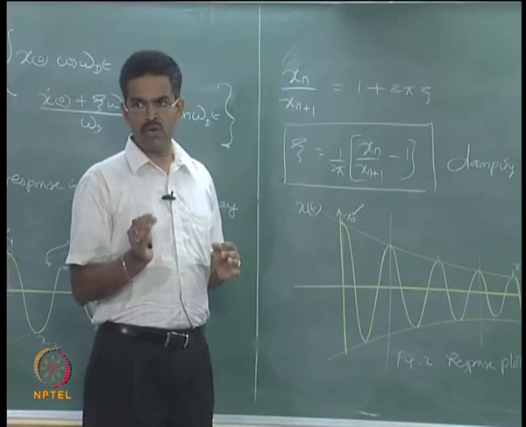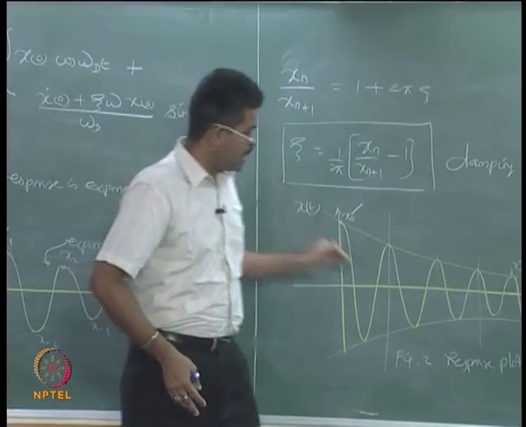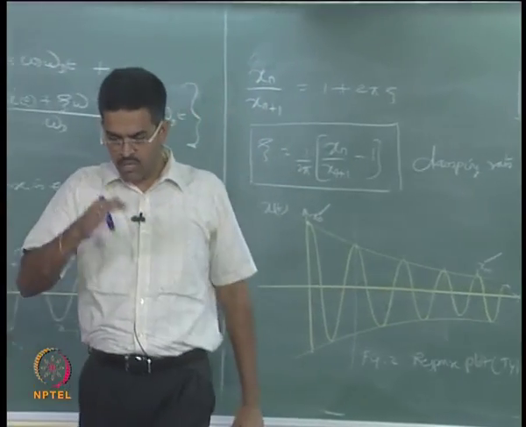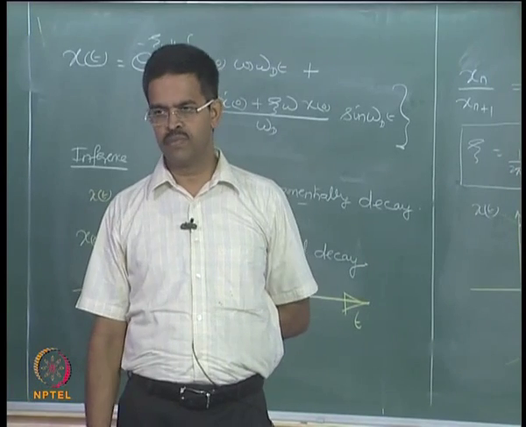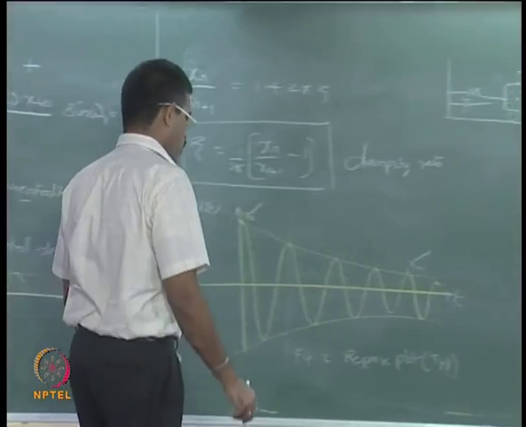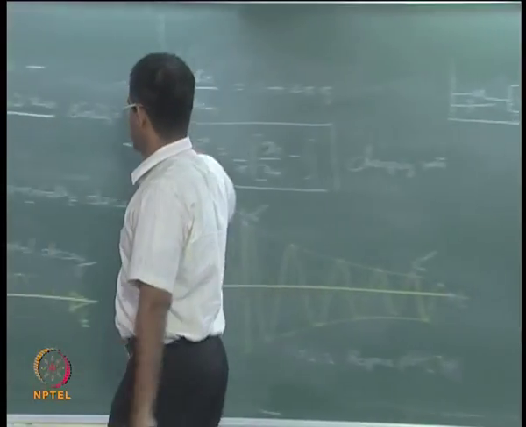So, the first observation from a viscous damped response is that the response decays exponentially. It means the decay is faster, because exponential decay is always faster than a linear decay, is it not, it is very high. Whereas in Coulomb damping it will be the other way, we will see what that is.